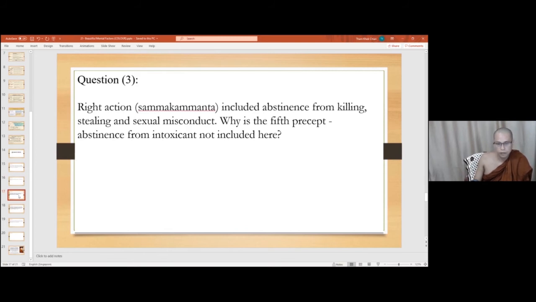But the commentary explained the kamesu micchacara. Here, the translation is sexual misconduct, but the Pali word is kamesu micchacara. So intoxication can be understood under the kamesu micchacara, so misuse. Okay, thank you, Bhante.